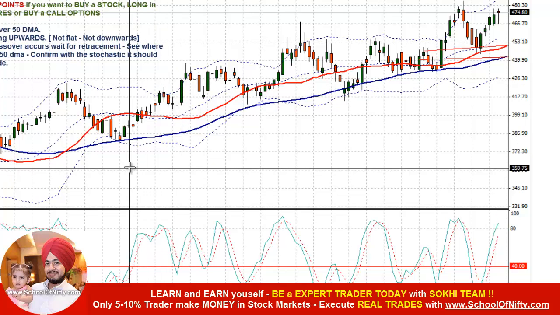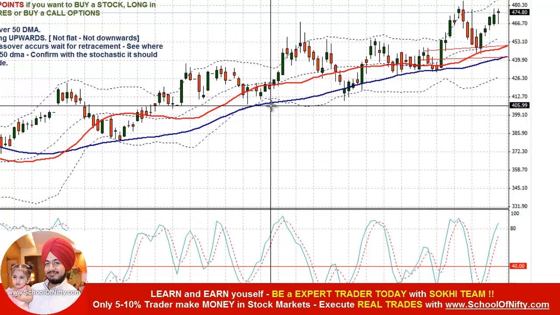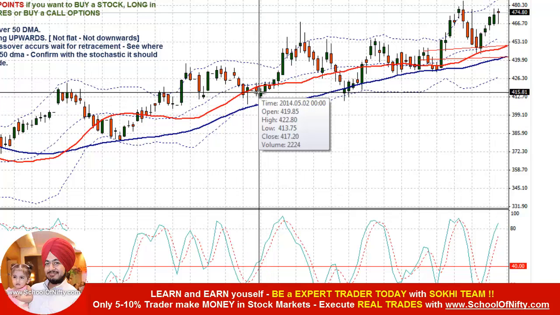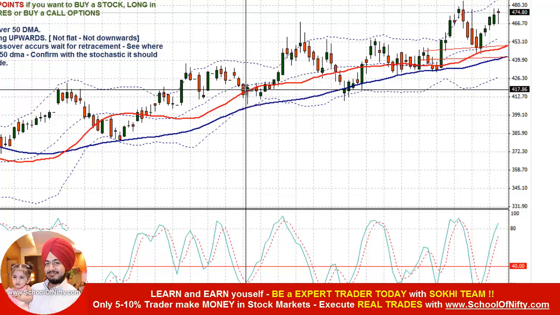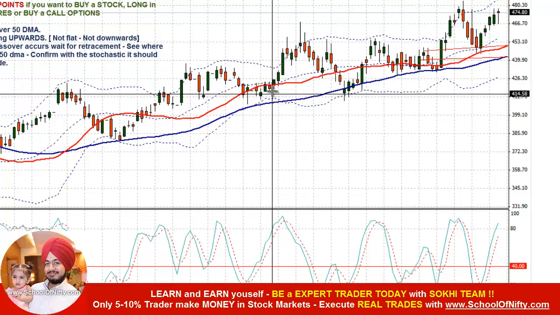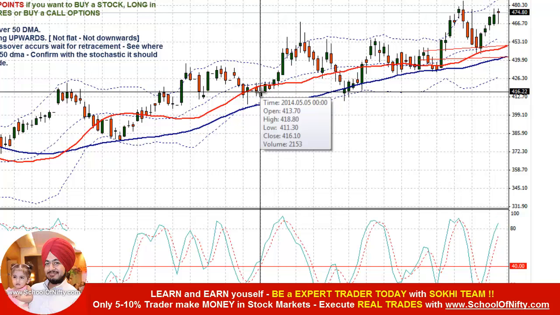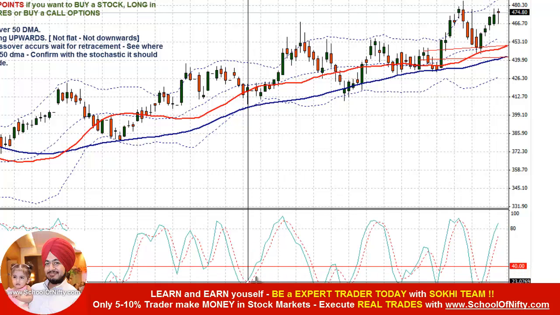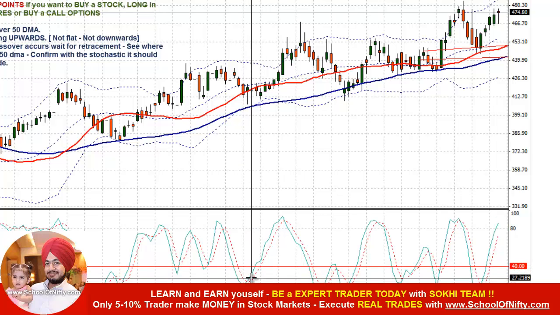Fine. Now over here we see again, let us look at this region. At this region, it has again come close to the 20 days moving average and 50 days moving average. So if I look at the stochastic at this region, it's in buy mode. It came into buy mode over here. Fine.